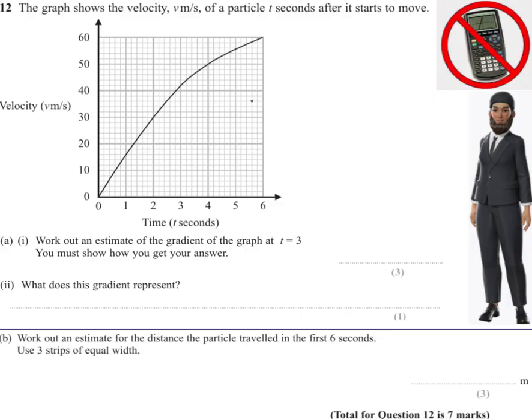So if we're looking at t equals 3, we're focusing over here at this particular point. So we need to create a gradient over here. We need to draw a gradient line to establish exactly what the gradient is at that particular point. So let's complete this triangle over here, and therefore you should get something like this.